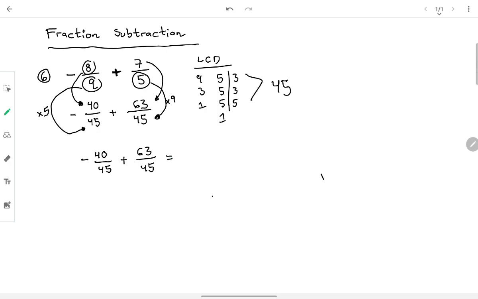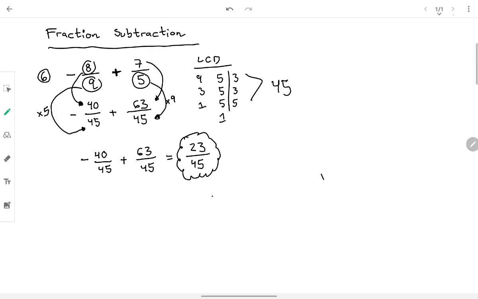In this case also, the bigger number is the positive number. So our final answer will be positive and it will be over 45. 63 minus 40, we will get 23 over 45. We need to see if this fraction is simplifiable. In this case, no, because 23 is a prime number and 45 is not divisible by 23. So this will be our final answer of this process.